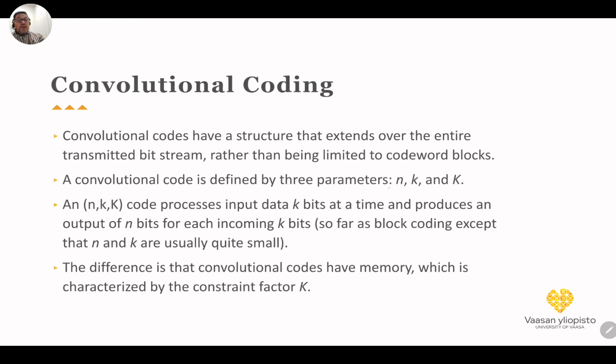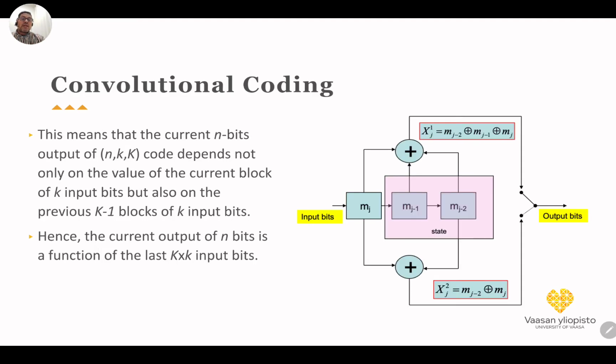It is defined by three parameters. n is the total number of bits in the codeword, and k is the number of information bits. It is actually the same as the block code, but now we add capital K. Capital K is the number of buffers or memory cells inside the convolutional code. Usually we use the previous K minus 1 bits in the process. Let us take an example to see. For example, this one.